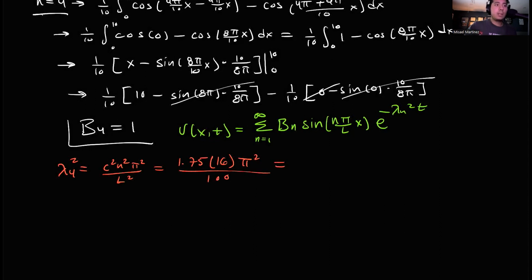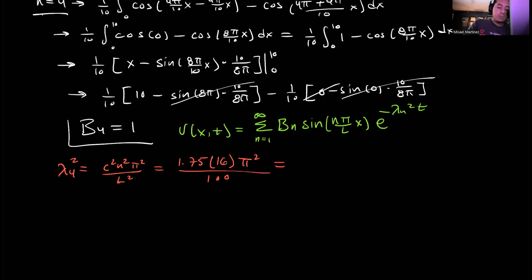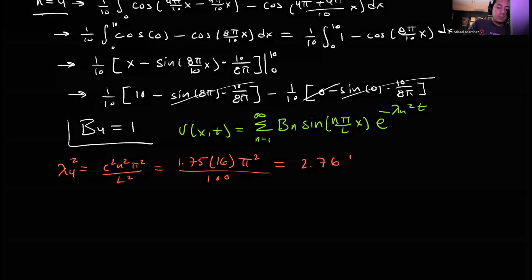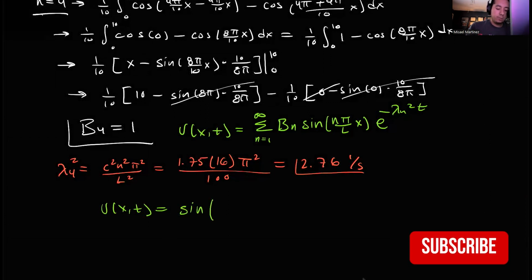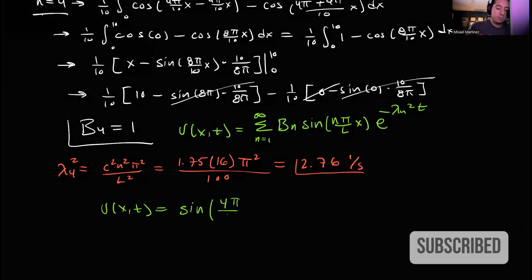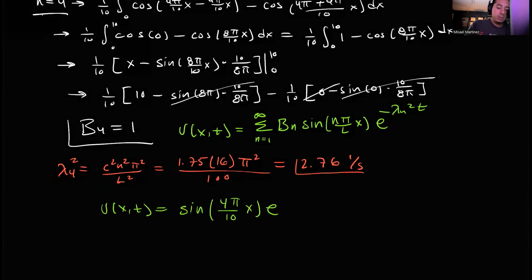All right, and let's see what we get from this. We get 2.76 per second. That should be the units if you do check them out. So writing my final answer here, I should get that u of x and t is equal to, adding the first terms, sine of 4 pi, that was n, over 10 times x times e to the negative 2.76 t. And this is the equation that you should plug in your calculation.